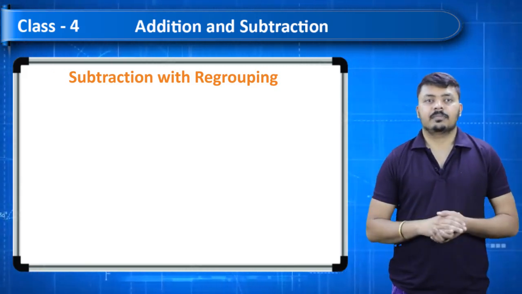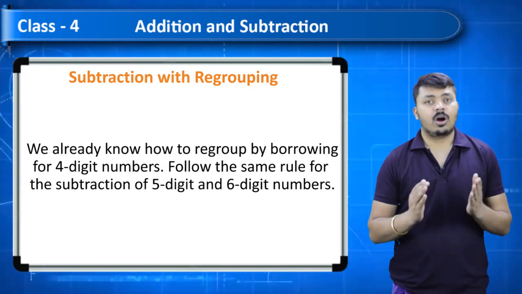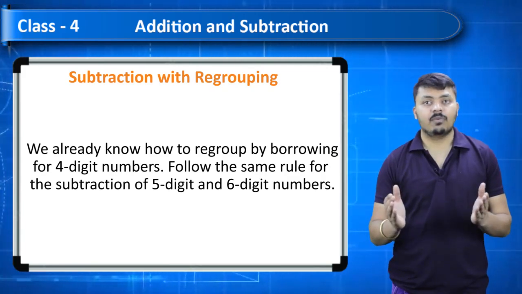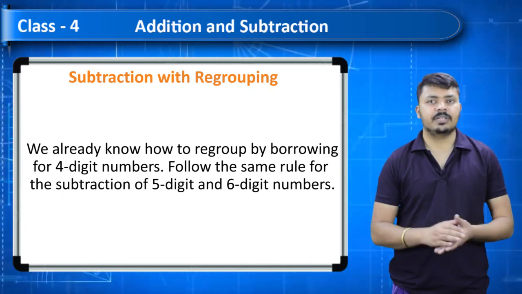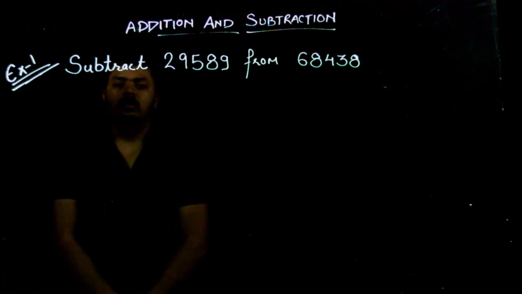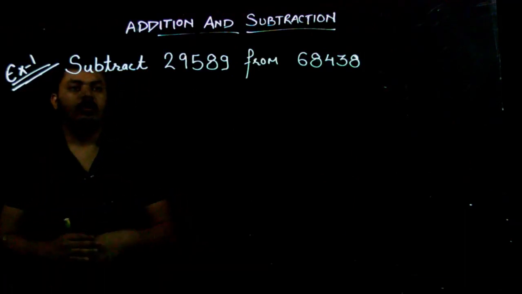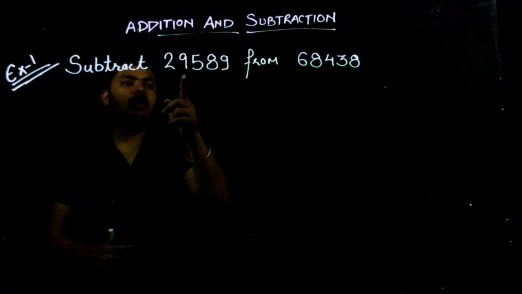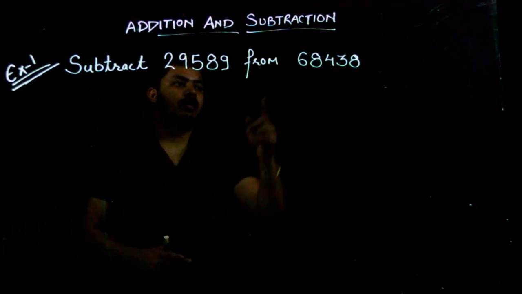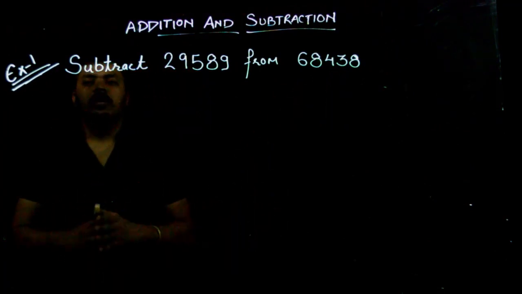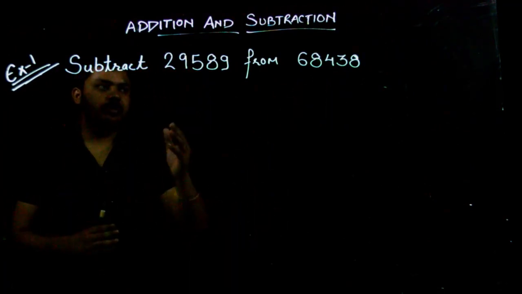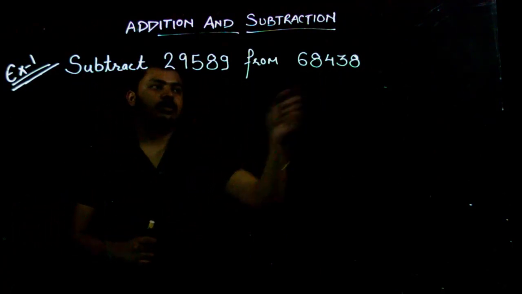Subtraction with regrouping. We already know how to regroup by borrowing for 4-digit numbers. Follow the same rule for the subtraction of 5-digit and 6-digit numbers. So let's see example number 1. Subtract 29,589 from 68,438. So in this example, we have to subtract this number from this number.